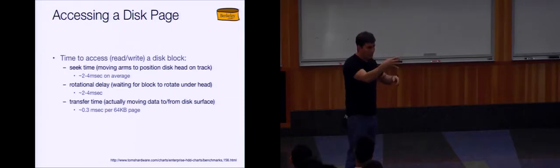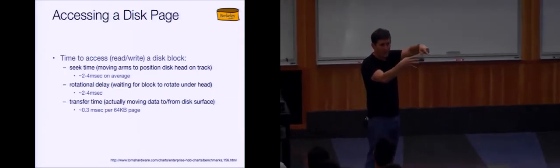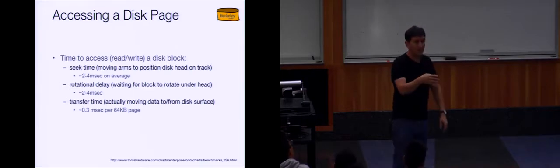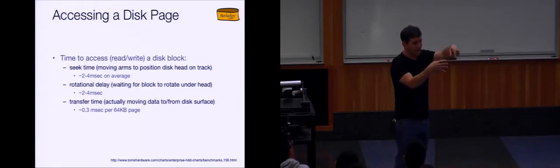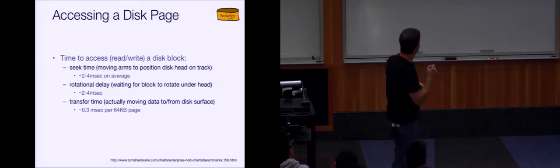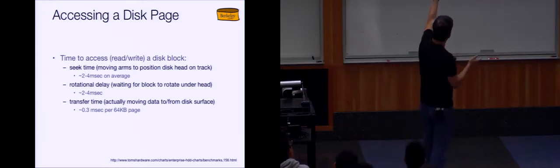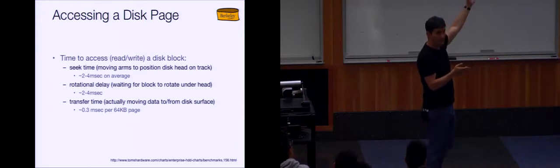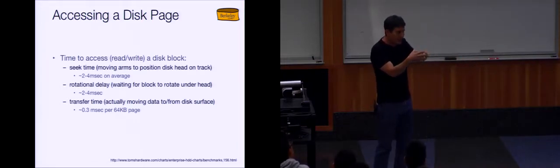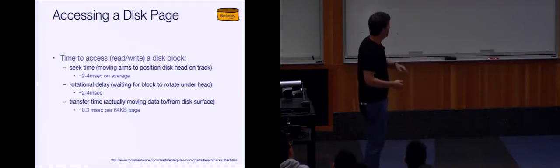And then once you've seeked to the other track, you have to wait for the data to spin under the head, and that again usually takes about 2 to 4 milliseconds. So the cost of seeking and the cost of rotational delay both add up to the cost of a random I/O. And then there's the transfer time, which is a good order of magnitude less, which is just getting the data. Once the physical stuff is in position, you just read the data off the medium. That's an order of magnitude faster.